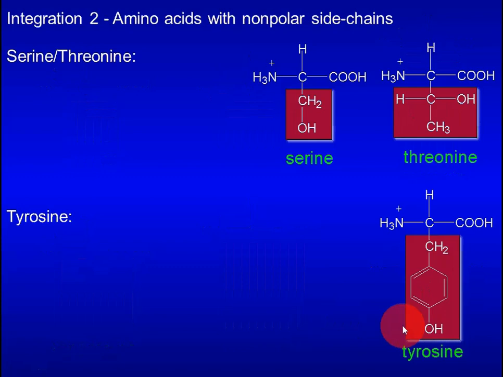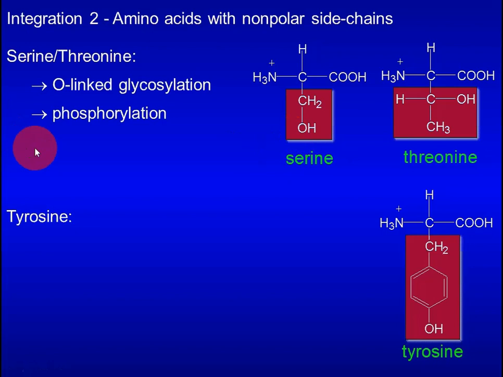Serine and threonine are typical sugar attachment sites in protein. Specifically, sugars are attached to the oxygen in the side chains. This process is called O-linked glycosylation. Serine and threonine are also attachment sites for phosphate. The phosphate group is attached to the oxygen in the side chains, and this process is called phosphorylation.